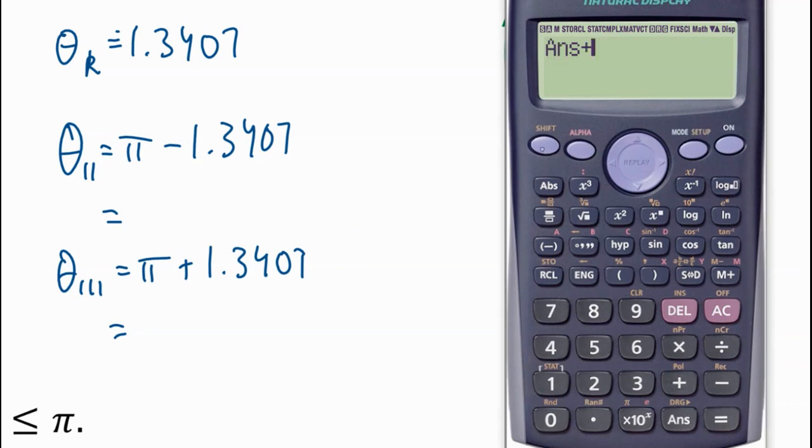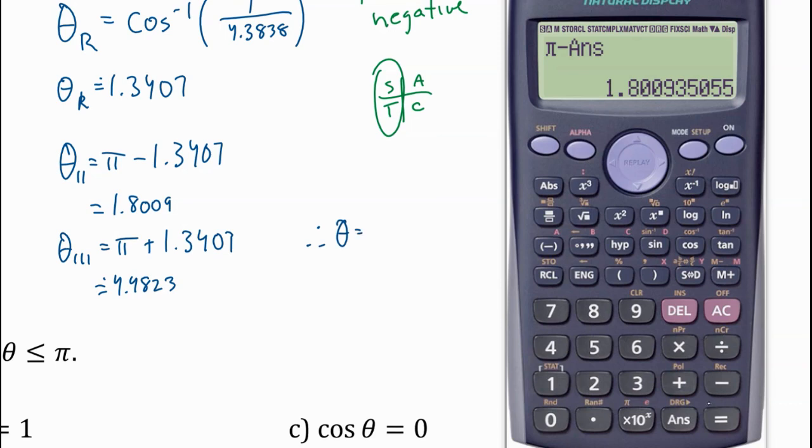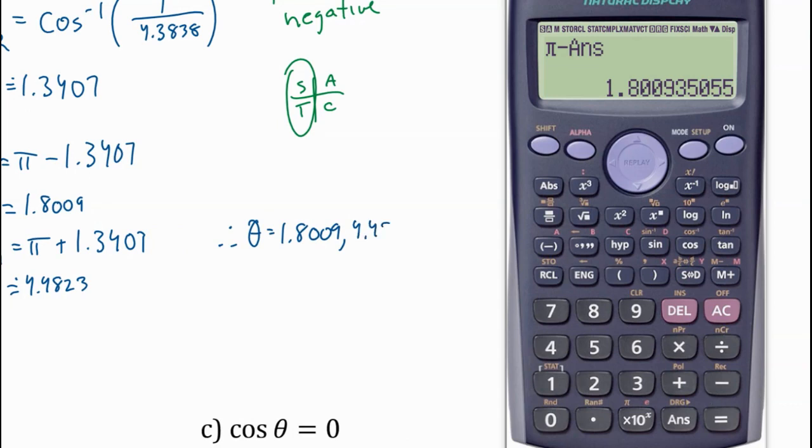and just go plus pi. Pi plus a number and a number plus pi is the same thing, right? So that's going to be this one. And then I'm going to subtract pi to get back to that, so that I've got that stored in my calculator again. And then go shift pi minus that answer, which is 1.8009. Therefore, theta equals 1.8009 and 4.4823.